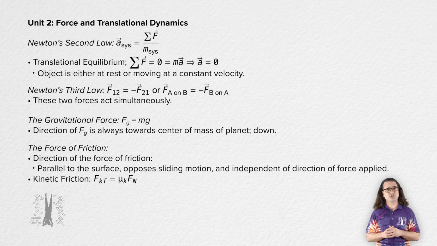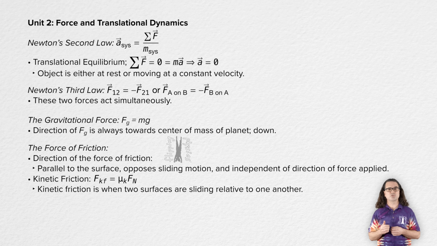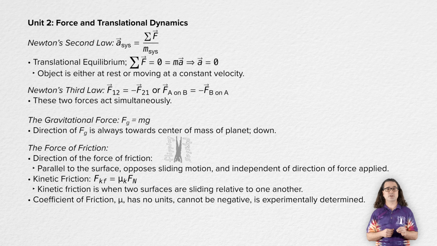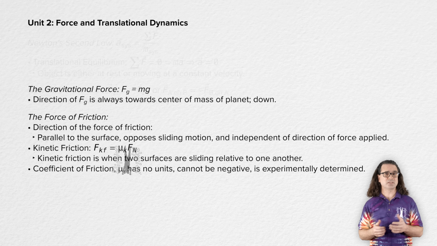The force of kinetic friction equals the coefficient of kinetic friction times force normal. Kinetic friction occurs when the two surfaces are sliding relative to one another. The coefficient of friction, mu, has no units, cannot be negative, and is experimentally determined.